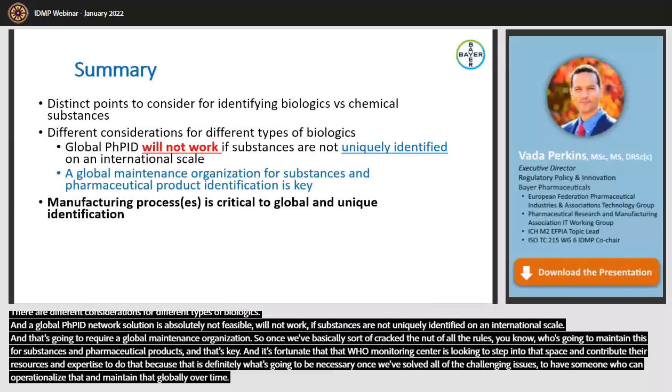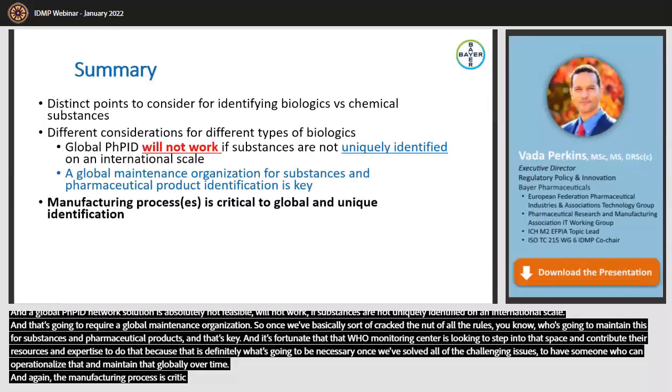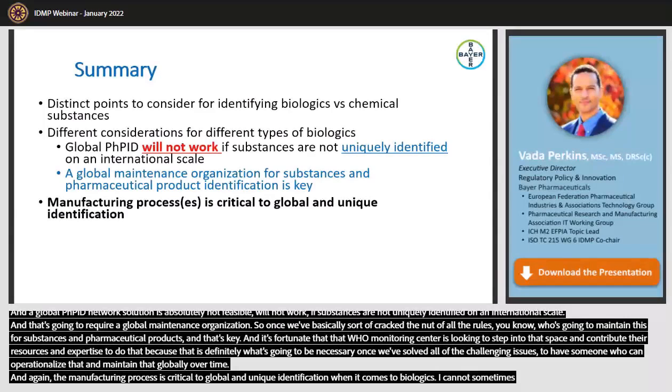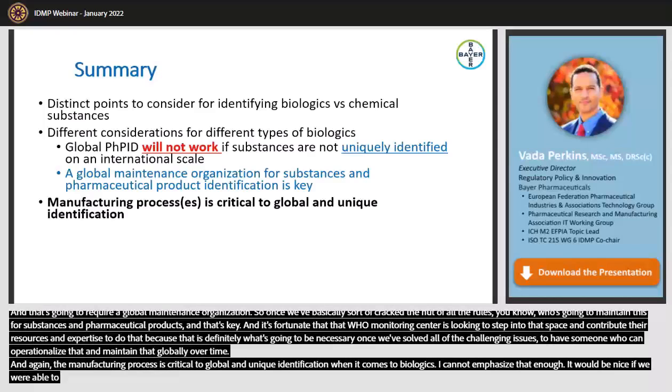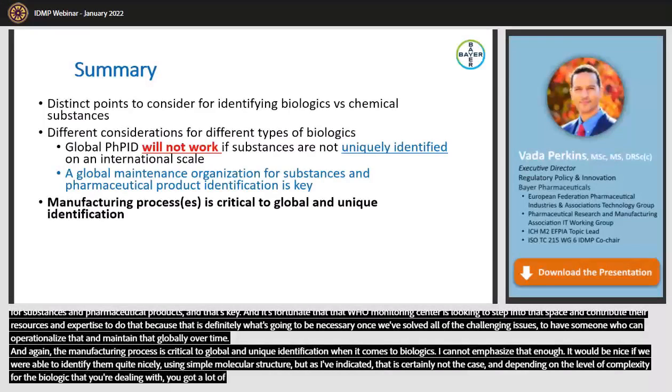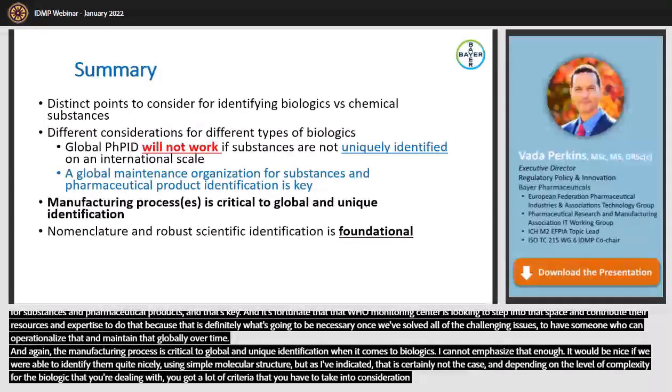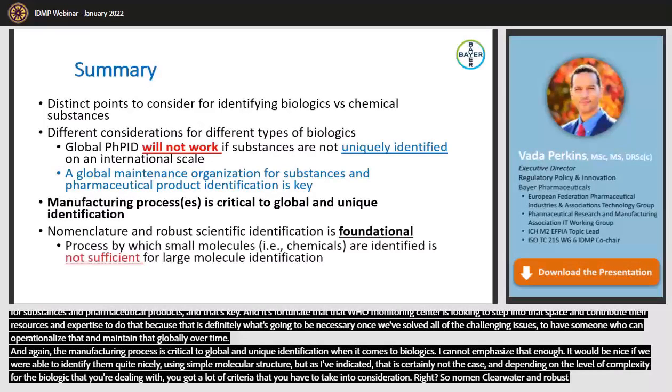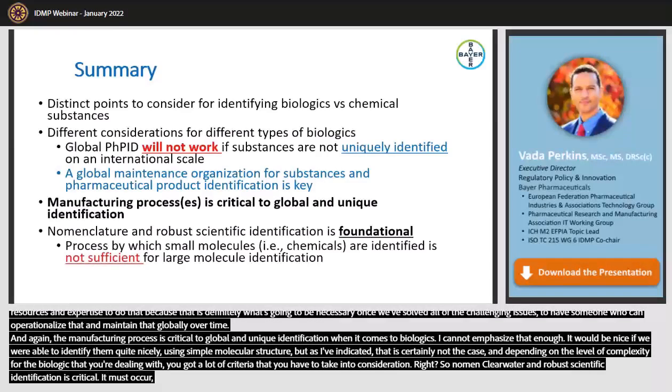And again, the manufacturing process is critical to global and unique identification when it comes to biologics. I cannot emphasize that enough. It would be nice if we were able to identify them quite simply using a simple molecular structure. But as I've indicated, that is certainly not the case. And depending on the level of complexity for the biologic that you're dealing with, you've got a lot of criteria that you have to take into consideration, right? So nomenclature and robust scientific identification is foundational. It must occur. The process by which small molecules are identified is just not sufficient for a large molecule identification.